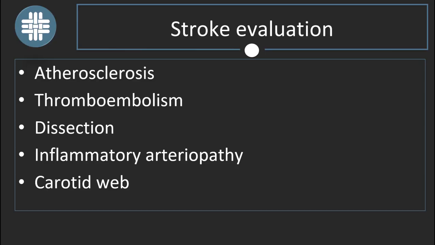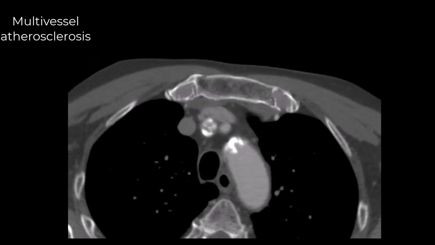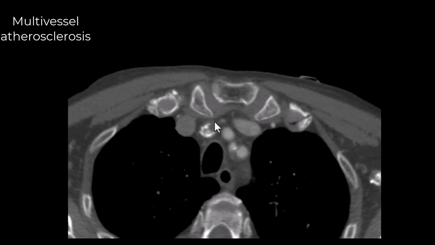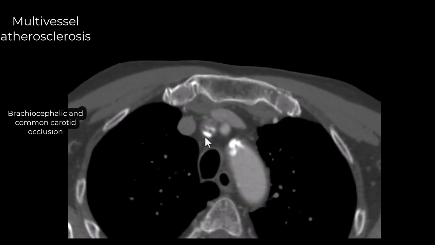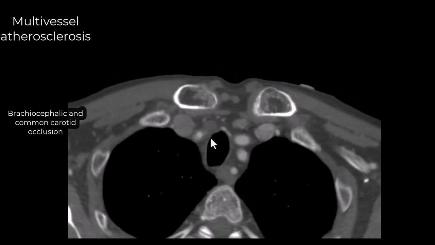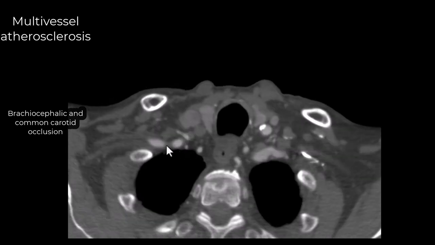The next subset of patients that we analyze on CTA are the patients with a stroke. On them, we analyze the characteristics of atherosclerosis, thromboembolism, dissection, inflammatory arteriopathy, and carotid webs. This is a patient with very severe atherosclerosis disease. We can see that the brachiocephalic artery is occluded from its origin in the aortic arch, but then more distally we can see that there is filling of the right subclavian artery.